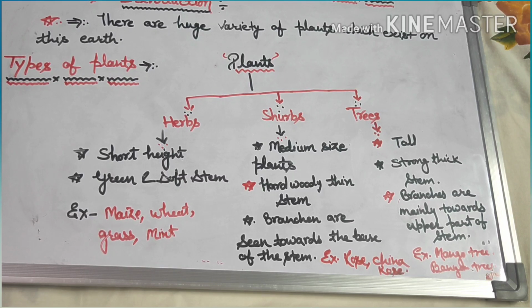And the next one is trees. You all know about trees. Trees are tall and strong, and have a strong and thick stem. Branches are mainly towards the upper part of the stem. Mango tree, banyan tree and peepal tree are all examples of trees.